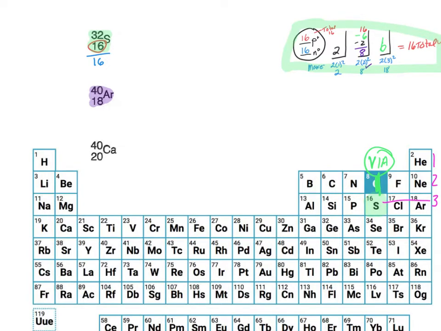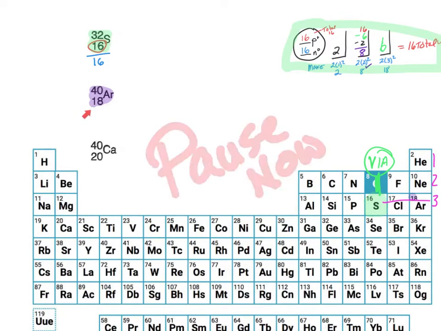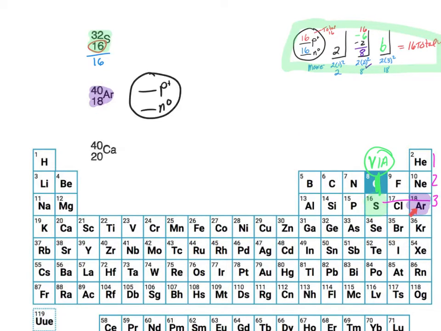Okay, go ahead and try argon 40. Alrighty, argon 40 has 18 protons, also 18 electrons. It has 40 minus 18 neutrons, which will come up with 22 neutrons. Argon is in the third period, so it has 3 shells.